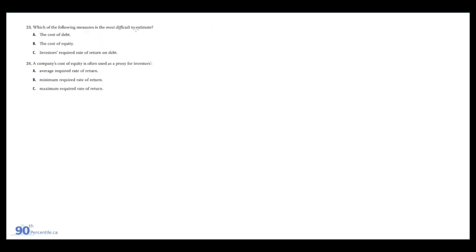Which of the following measures is the most difficult to estimate? A, the cost of debt, B, the cost of equity, C, the investor's required rate of return on debt. Well, the debt measures are pretty easy, right? Because for the cost of debt, we have interest rates, we have yield to maturity, etc. So debt measures are pretty easy to estimate, whereas the cost of equity is a lot more subjective, and this is where we're using models such as the capital asset pricing model, which incorporates beta and some estimates for the equity risk premium, all of that. So we don't actually know for sure what the cost of equity is, and it's dependent on investors' expectations about the growth and profitability of the company.